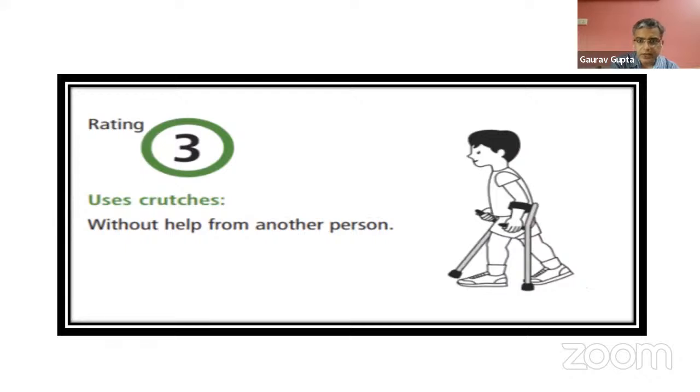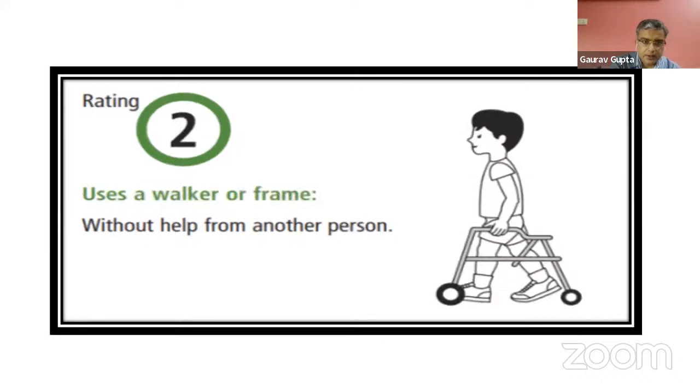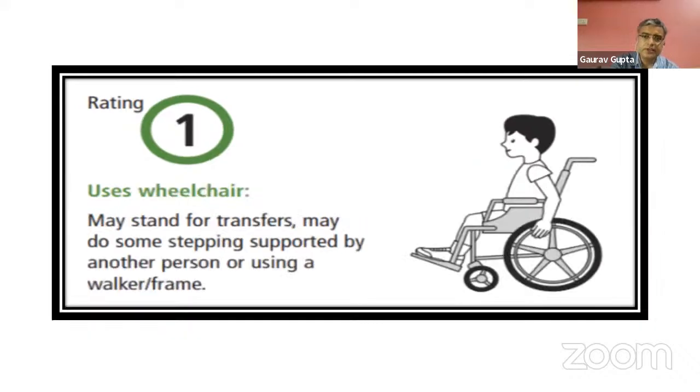Rating 3, where the child is using crutches. So the support is increasing. So here GMFCS 3 with crutches. Then if the child is using a walker, that tells us that the support is increasing from stick to crutches to walker. So still it is GMFCS 3, but the child is using a walker. Then rating 1, if the child is not able to walk independently, he is using a wheelchair. So it is like GMFCS 2.